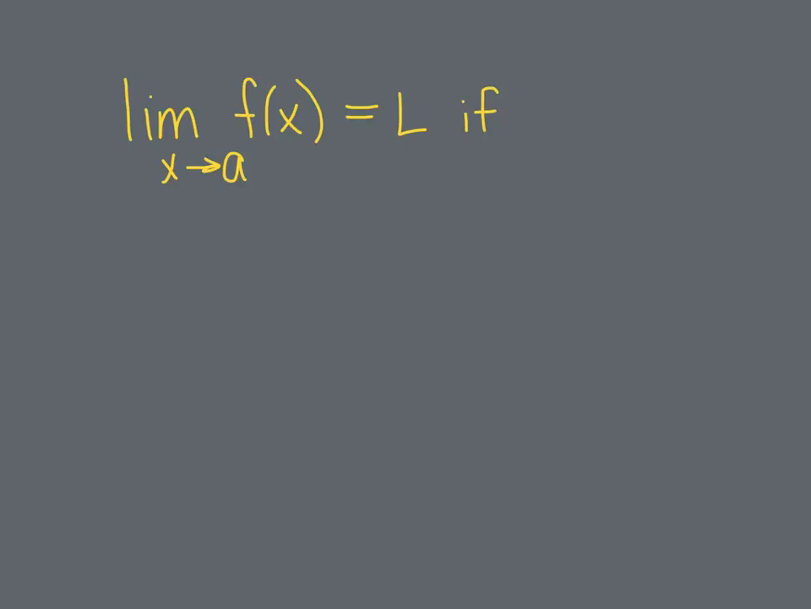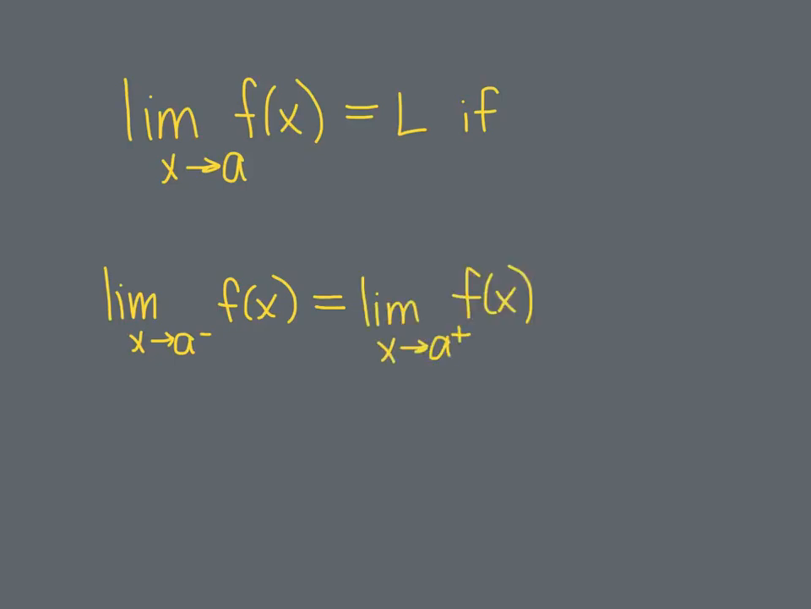In order for a limit to exist, the limit from the left must be equal to the limit from the right. And if that is true, the limit of the function as x goes to some value is the left and right hand side limit together.